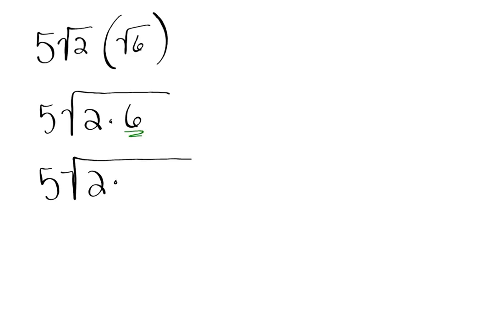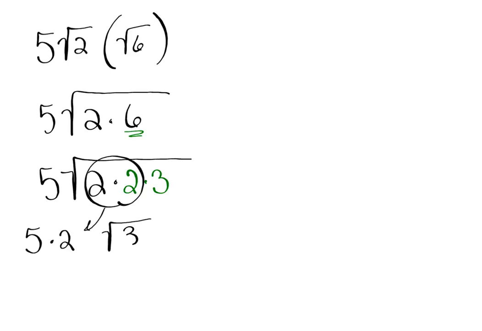This 6 right here factors into a 2 times 3. And that means I have a group of 2 that look exactly alike that can come out. So I have 5 times 2, and what's left under the radical stays there. So that would be the square root of 3. So this is 10 square roots of 3. And so I was able to get out a 2 because the 6 had a factor of 2 in it.